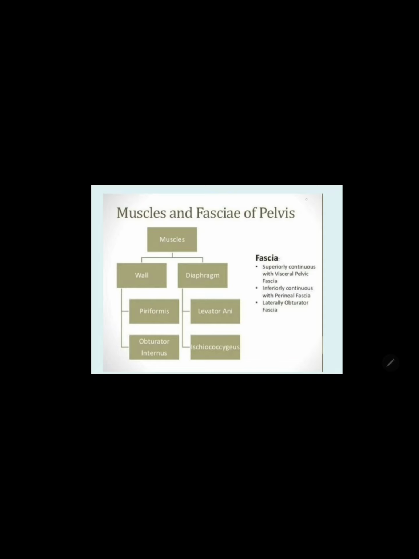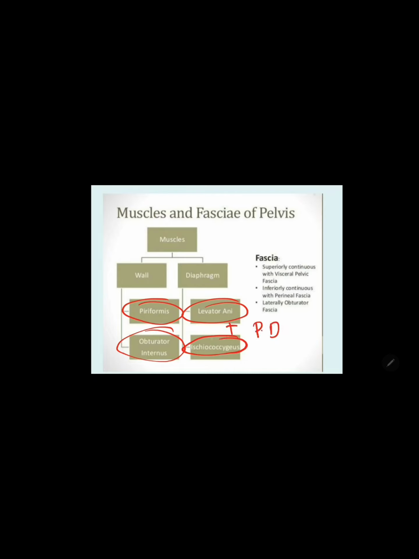In the true pelvis, you can see the floor of the pelvic cavity is formed by the pelvic diaphragm. When you see the different muscles here, the muscles and fascia of the pelvis, the fascias are pelvic fascia, perineal fascia, and laterally the obturator fascia, whereas the muscles are as follows: the lateral wall is formed by the piriformis and obturator internus. These two muscles form the lateral wall, whereas levator ani along with the coccygeus forms the pelvic diaphragm.